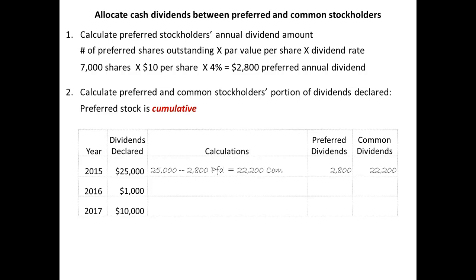For 2016, again, the first step in our calculation is to subtract the preferred's annual amount, $2,800, from the $1,000 dividend declared. We get a negative result, a negative $1,800. As before, whenever you get a negative result, you know immediately that there are no dividends left for common stockholders. Their share for the year is automatically zero. And since the amounts in the last two columns have to add up to the amount of the dividends declared for the year, preferreds get the whole $1,000. So nothing has changed yet from our non-cumulative example, but keep going.